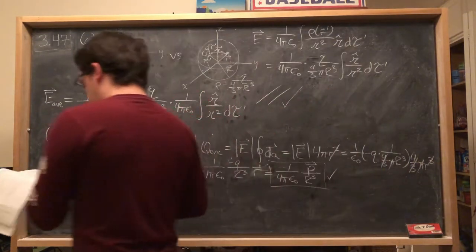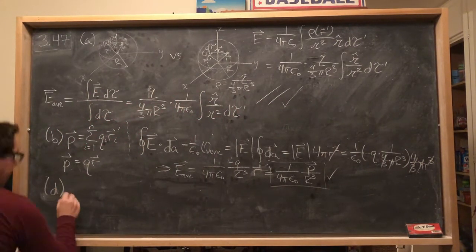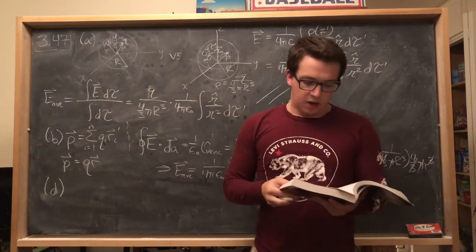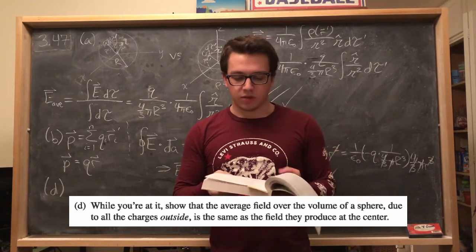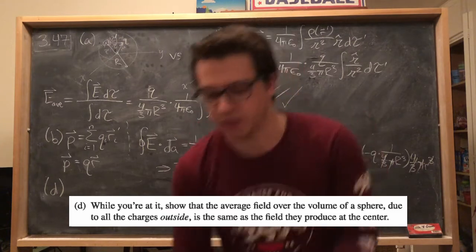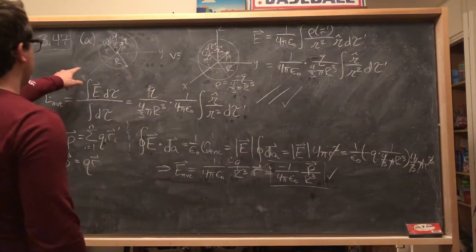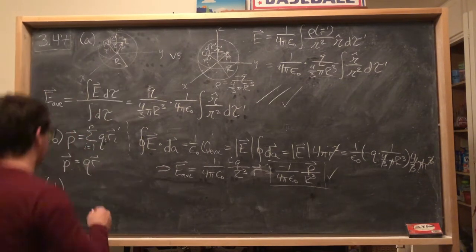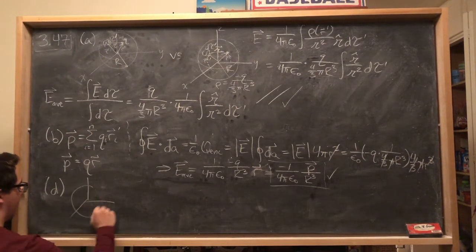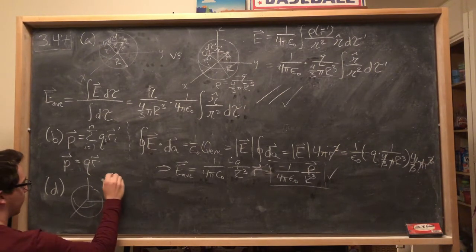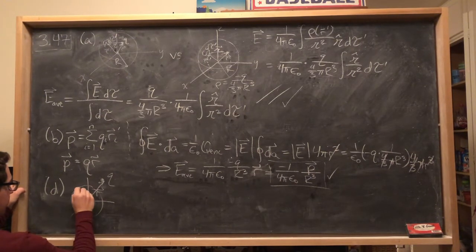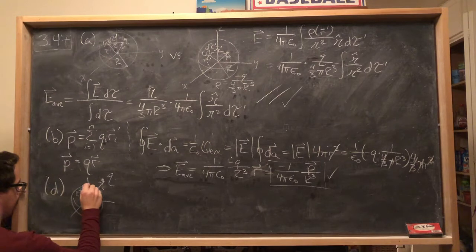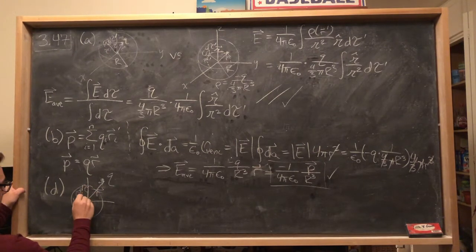Alright, and finally we get to part D, which asks us this. While you're at it, show that the average field over the volume of a sphere due to all the charges outside is the same as the field they produce at the center. And so we can imagine that rather than having our charge in the sphere, now what we're going to do is place it outside, call it Q, and we'll still define this to be our position vector R, and we can still imagine taking some element of area, of volume, excuse me.